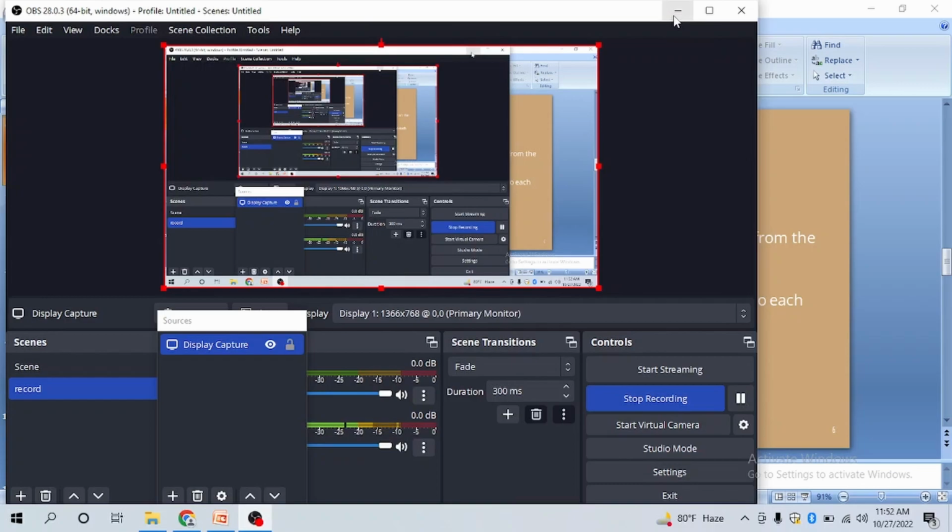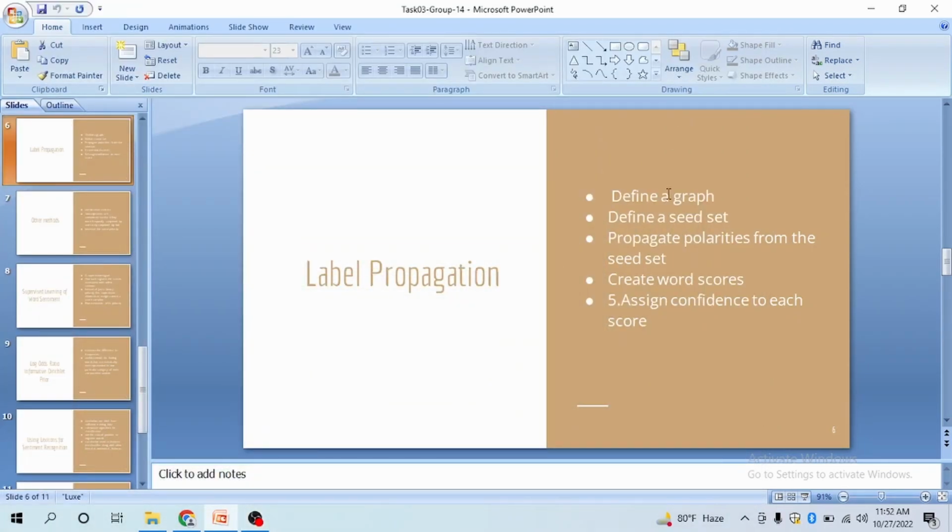So hello everyone, I'm Ananya. Next we have label propagation. We will describe a simple SentProp algorithm, which has four steps. The first one is to define a graph. So we will have some word embeddings, and we need to build a weighted lexical graph by connecting each word with its k nearest neighbors.